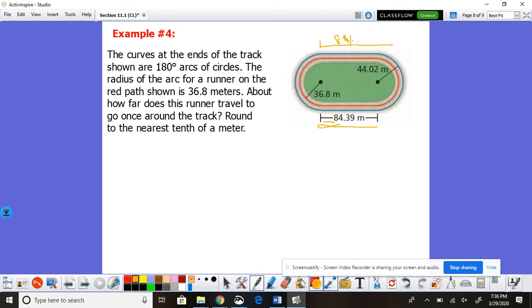My pen's wigging out on me, guys. And my screen's getting slower and slower. There we go. All right, let's try this again. 84, there we go, 0.39, maybe. That's a 3. Something like that.